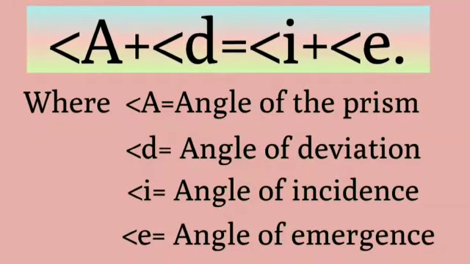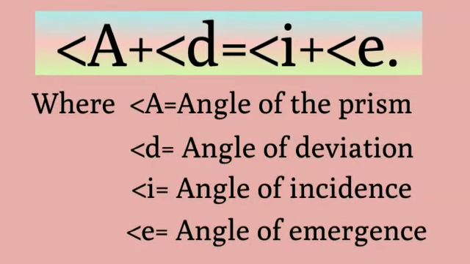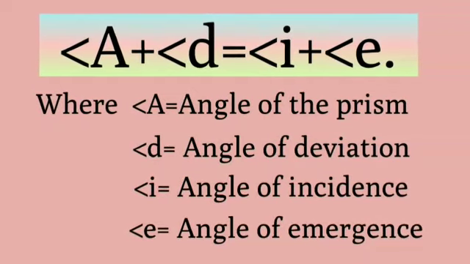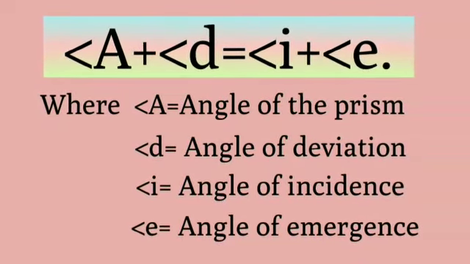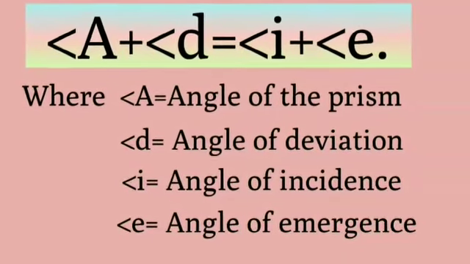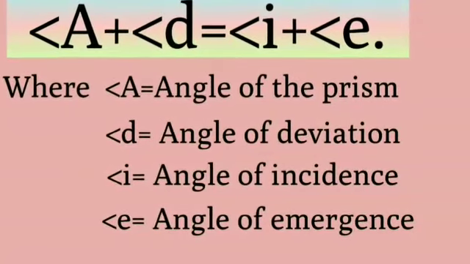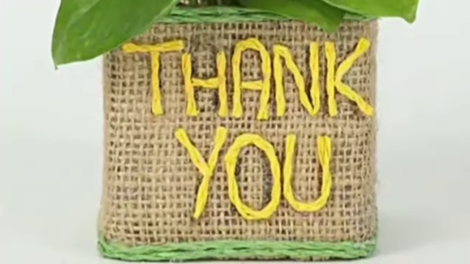Now let us understand the relationship between angle A, angle D, angle I and angle E. Angle A plus angle D is equal to angle I plus angle E, where angle A is the angle of the prism, angle D is the angle of deviation, angle I is the angle of incidence, and angle E is the angle of emergence.